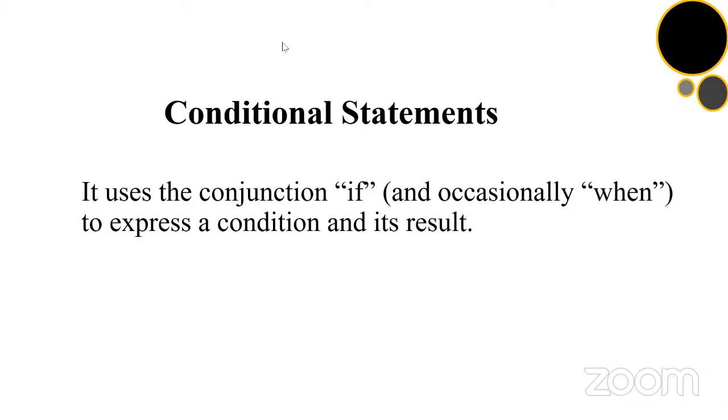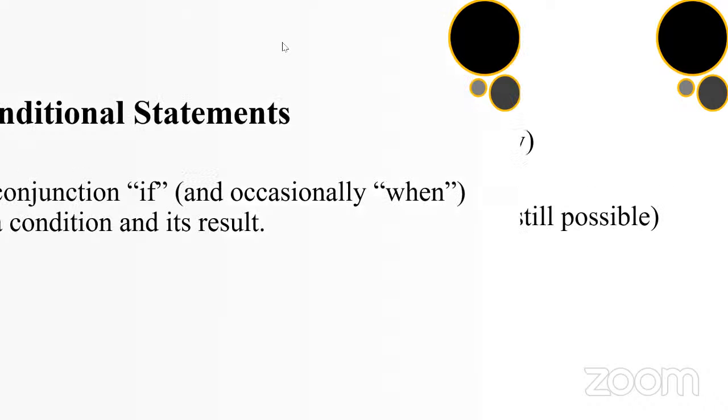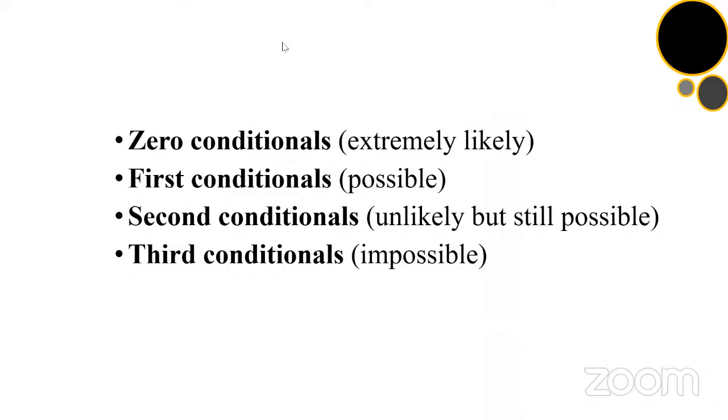It uses the conjunction if, okay? Conjunction if, and occasionally when will be used. When will also be used to express a condition and its result. Fine. So to express a condition, listen carefully, to express a condition and its result. Okay. Yes. We have zero conditionals, first conditionals, second and third conditionals.